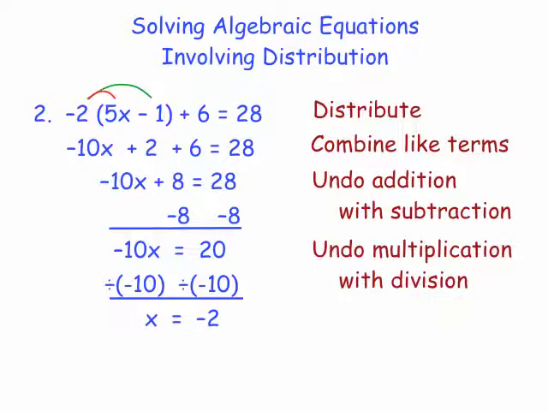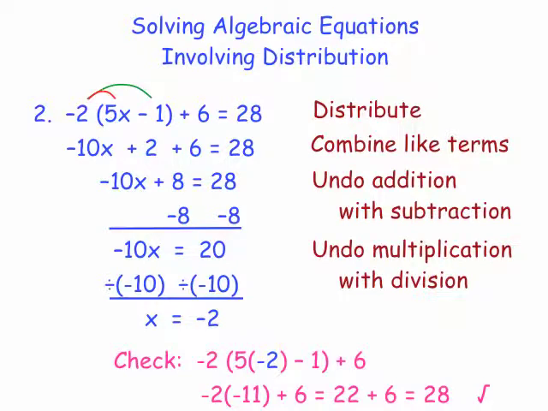Once again, I'll plug it into the original equation in order to check. Negative 2 times 5 times negative 2 minus 1 plus 6. Or negative 2 times, let's see, that's negative 10 minus 1, which gives me negative 11. So negative 2 times negative 11 is positive 22, because a negative times a negative is a positive. So now I have 22 plus 6 equals 28. Yes, that's correct.